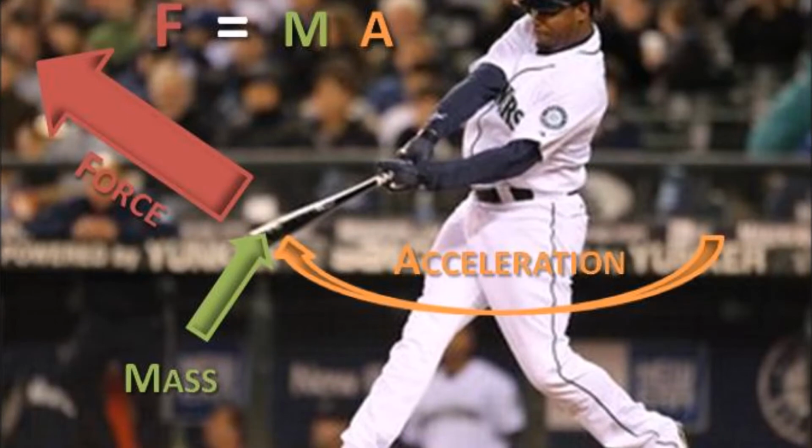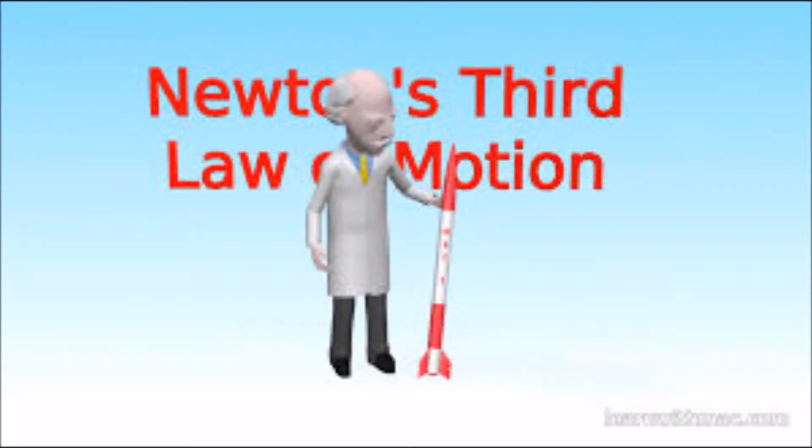In this example, you will see force equals mass times acceleration. The acceleration is the bat moving forward, the mass would be the ball, and the force would be how far the ball goes. Newton's third law. Newton's third law is for every action there is an opposite or equal reaction.